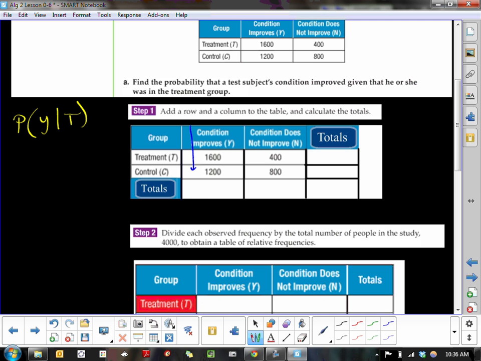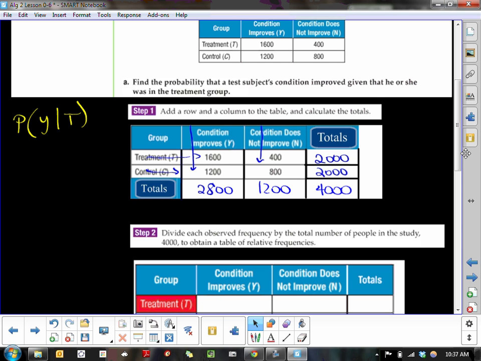So we've got a total of 2,800 people said their condition improved. What's the total condition did not improve? Well, there's 1,200 people said their condition did not improve. We also want to run the totals across the rows. How many people received the treatment? And that was 2,000 people received the treatment. We want to do a total for the control group, how many people received the placebo, and that is also 2,000, which gives us a grand total of 4,000 people in our study.